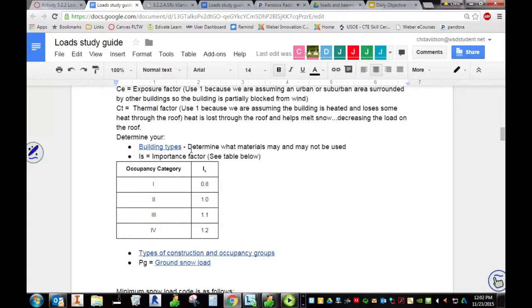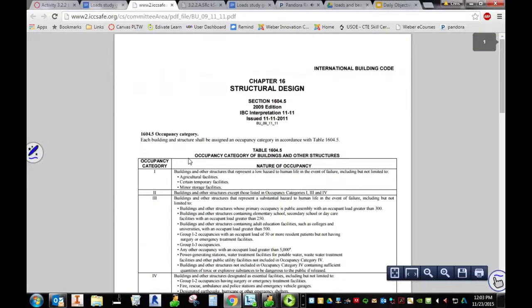So look where it says building type. I'll highlight that for you. I'm right here. Look where it says building type. It says determine what materials may or may not be used. So everybody click on building type. Click on that link. So let's take a second and read through here.